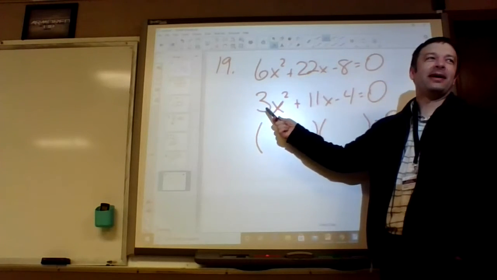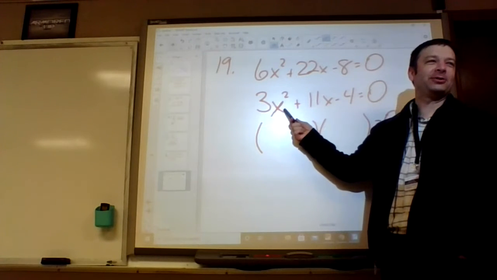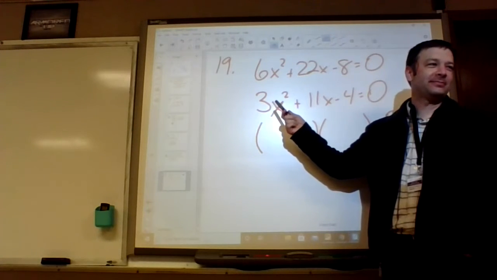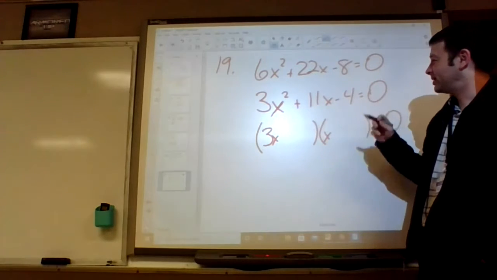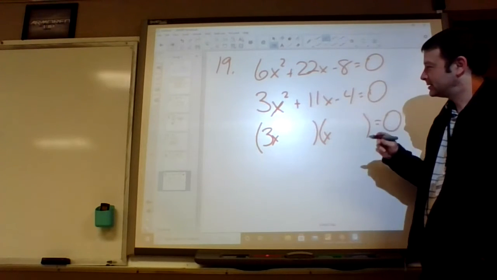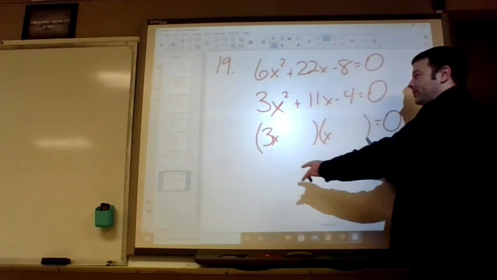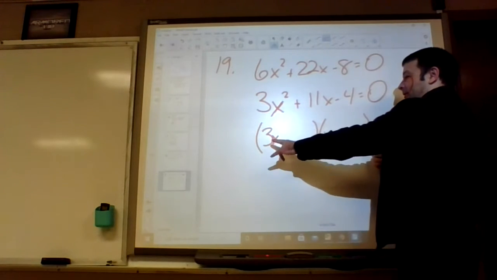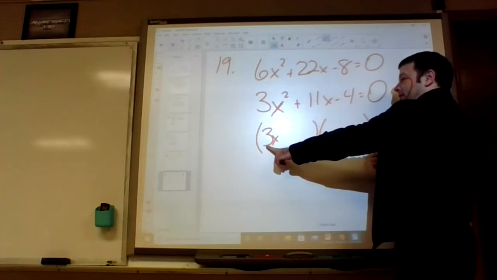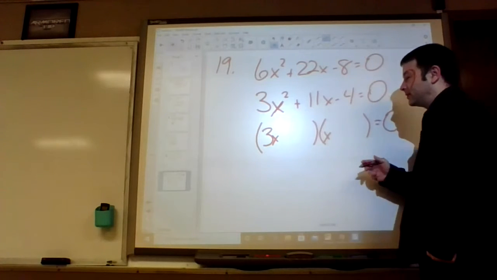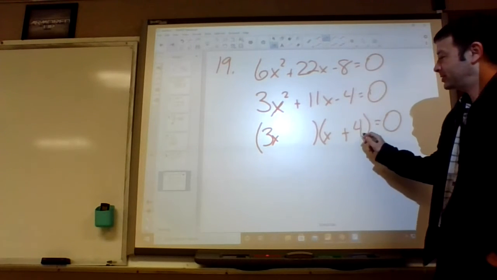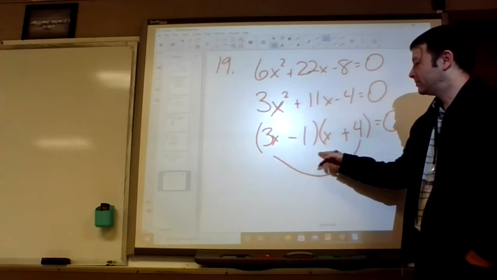Okay, what goes into 3x squared? 1 and 3. 3x and x. What goes into negative 4? 4 and 1. So if I put, well, 4 and negative 1, right? If I put my 4 here, that will give me 12, right? Then a minus 1 here, 12 minus 1 will give me 11. So that gives me 12 minus 1.